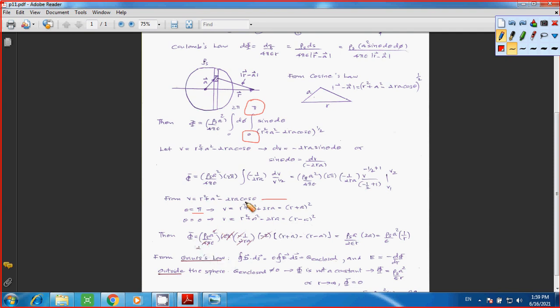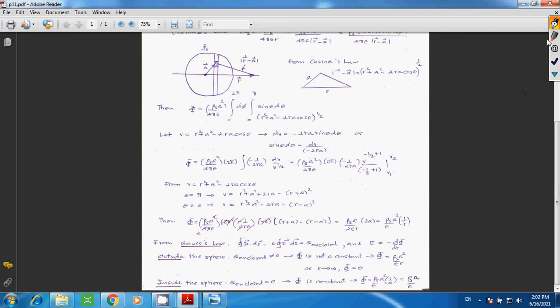Then for your phi, from the integration, you just take the limits of integration. You end up with phi equal to rho s a multiplied by 2a over 2 epsilon r. Finally, you have phi equal to rho s a squared over epsilon r. Okay, so this is the potential distribution that you are looking for.